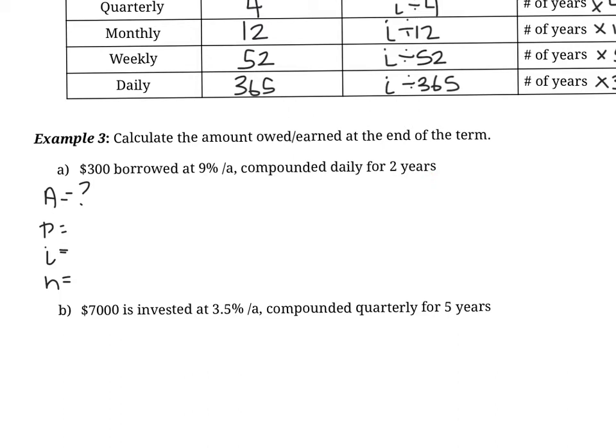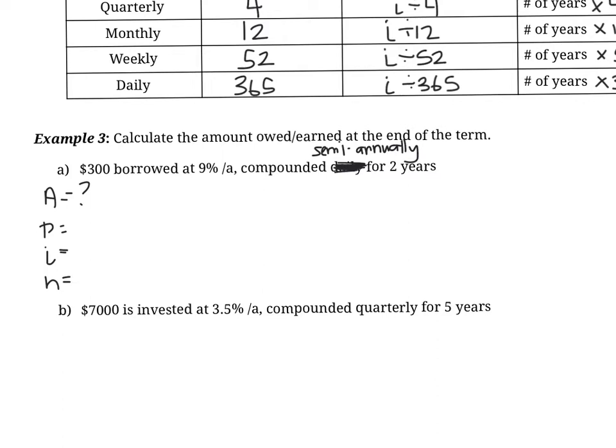Daily for 2 years. I'm going to change this question just so that it makes a little bit more sense. I'm going to change it from daily to semi-annually. So just copy that down. There's nothing wrong with daily, but I want to make sure that we can all understand what's going on with the interest rate. It's going to be easier to understand if it's semi-annually.